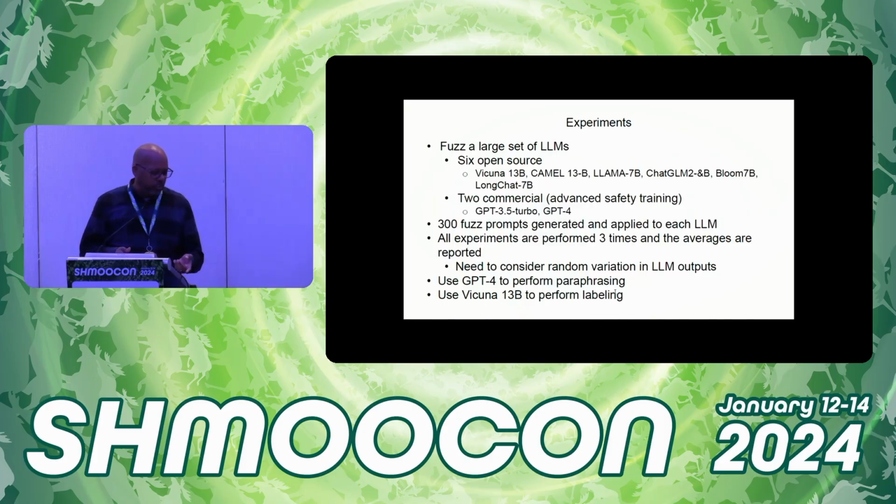300 fuzz prompts were generated and applied to each large language model. All experiments are performed 3 times and averages are reported. So basically there's an element of randomness in this. It doesn't spit out the same thing every time. I was just running this right before I walked in here, and I got some results. You run it one time and it works, and another time it just says, oh, I can't help you with that. So there's randomness involved. So we just reported the average of three tries.